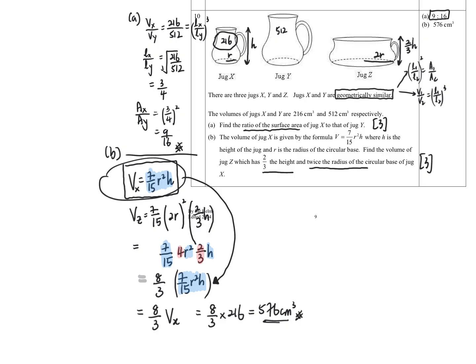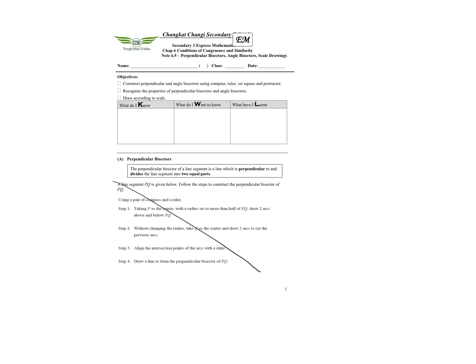No need lah. Okay, I want to tell you that actually I don't need all those tiny parts. This tiny part I don't need. The only thing I need is this one, to explain to you what is a perpendicular bisector.